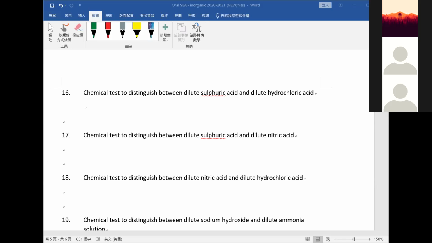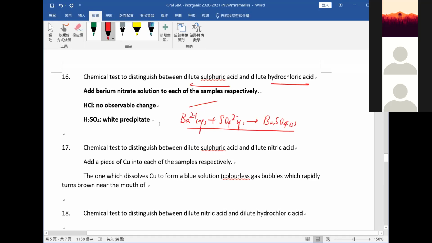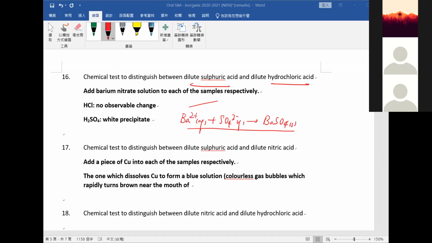The one which dissolves copper to form blue solution, or maybe I just open the other file such that you cannot see it. I see. So sorry about that. There should be another file, because I just opened the two files. One is with my typing, the other one, of course, is without.